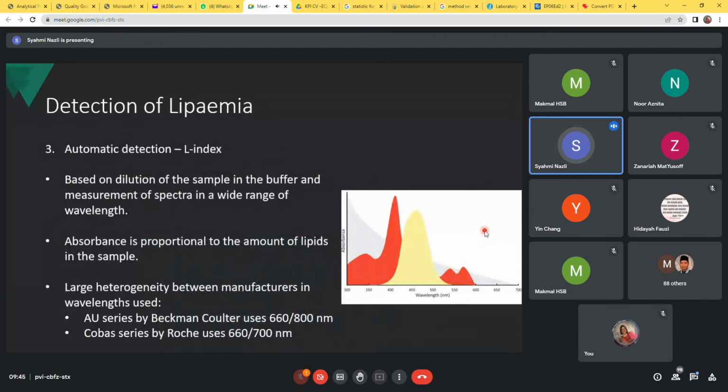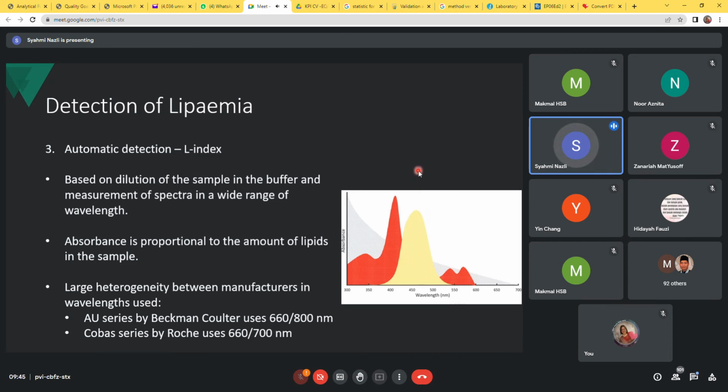So the most common one we use now is this automatic detection of the lipemic index. It is actually based on the dilution of the sample in the buffer and measurement of spectra in a wide range of wavelengths. I showed you this figure before. So the machine will use a spectrophotometer to detect this HIL index. Absorbance is proportional to the amount of lipids in the samples.